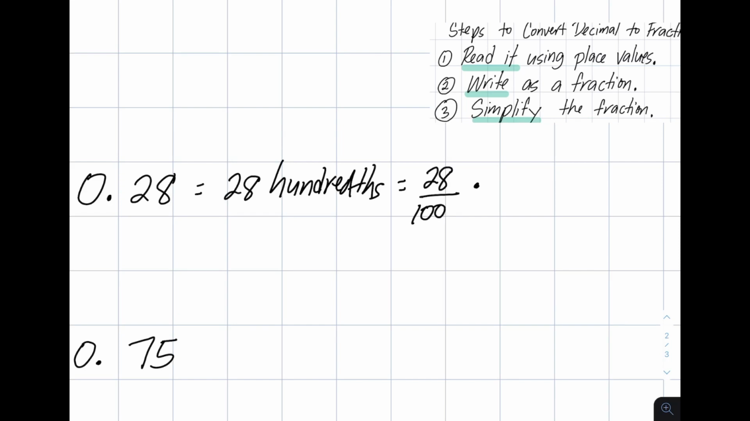So I'm going to use continuous division. That's divided by 2. They're both even. That's 14/50. They're still both even numbers, so I'll continue to divide by 2. 14 divided by 2 is 7, 50 divided by 2 is 25. Or if you know your GCF, you could easily divide them by 4 because that's the GCF.